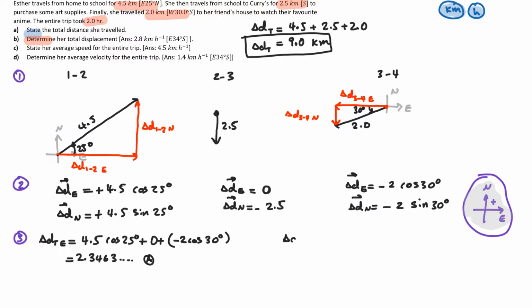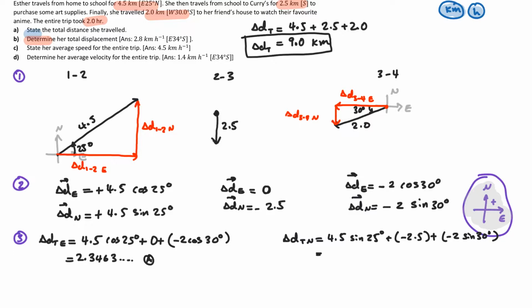And I'm going to do the same thing for my north direction, and that's going to equal 4.5 sine of 25 degrees plus negative 2.5 plus negative 2 sine of 30 degrees.